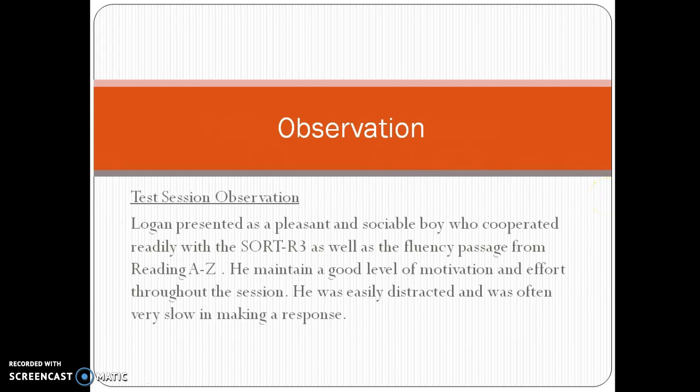Observations. Test observations. Logan presented as a pleasant and sociable boy who cooperated readily with the SORT R3, as well as the fluency passage from Reading A to Z. He maintained a good level of motivation and effort throughout the session. He was easily distracted and was often very slow at making a response.